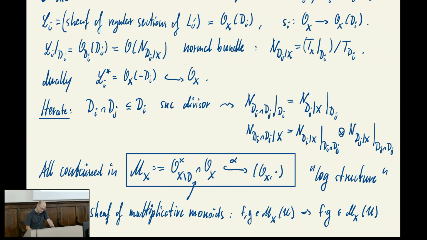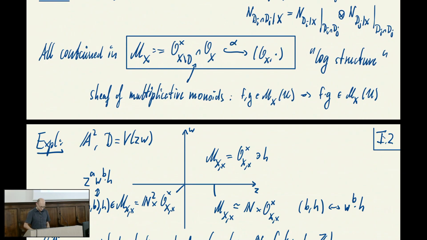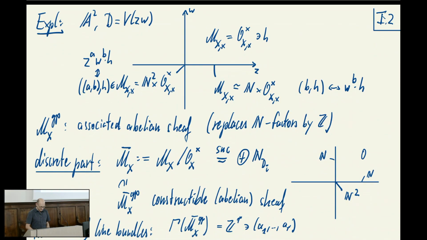And that thing here is called a log structure. So any pair (X, D) with X smooth and D a normal crossings divisor comes with a log structure. Now, at this point, it's just a different language for things that you can always write down very classically. Okay? No need to ever use the word log. But let's look at what this looks like, get some first impression.